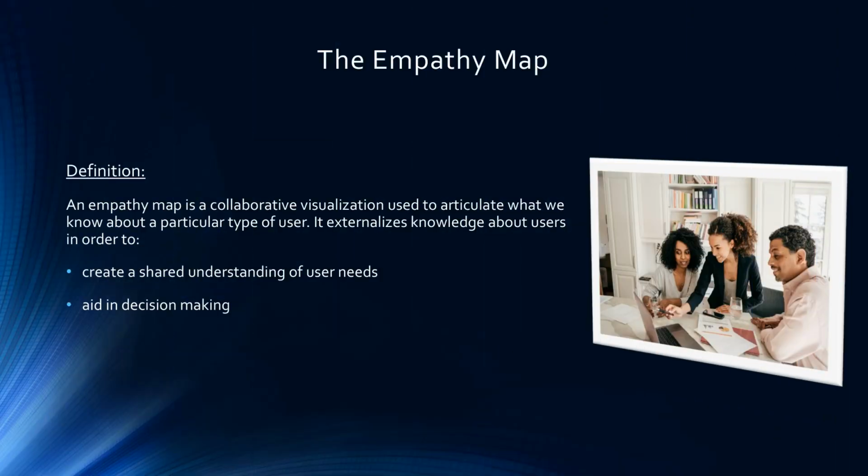What is an empathy map? An empathy map is a collaborative visualization used to articulate what we know about a particular type of user. It externalizes knowledge about users in order to create a shared understanding of user needs and aid in decision-making.